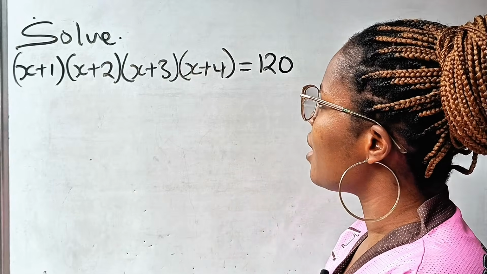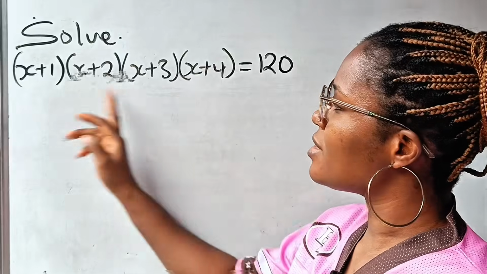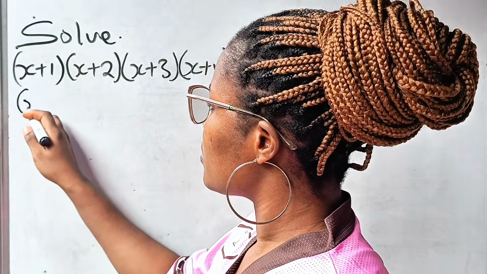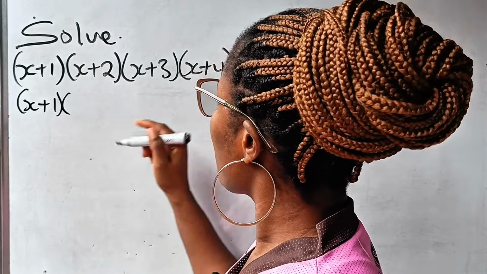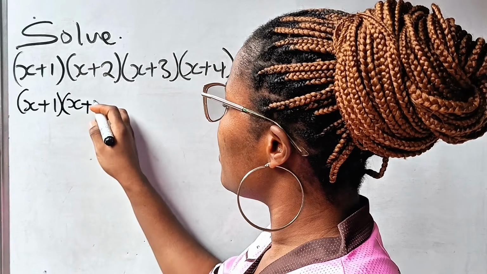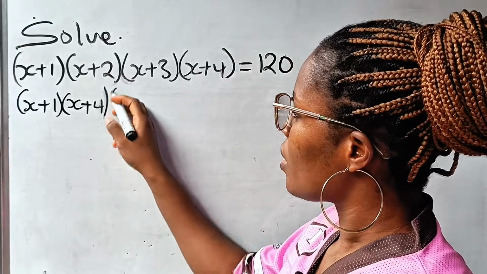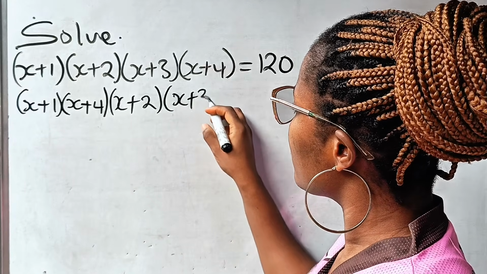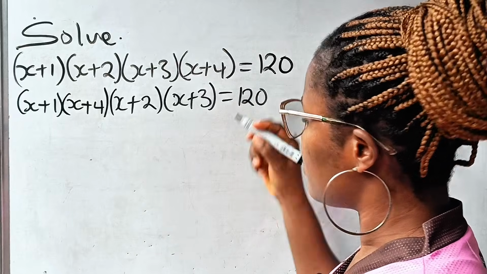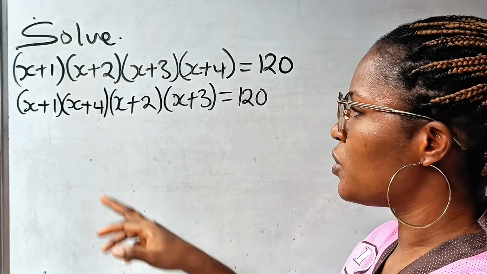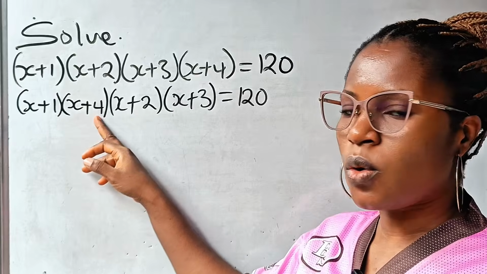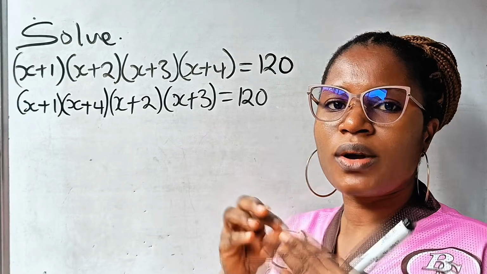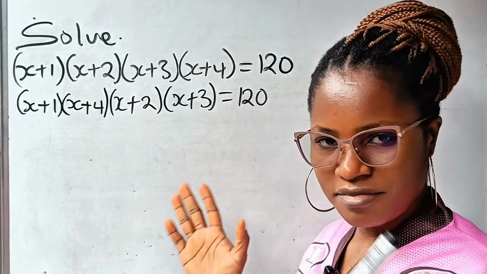We are going to start by reorganizing this. So we have x plus 1, and we're going to bring x plus 4. I will explain later why. Then we have x plus 2, and we are going to bring in x plus 3, is equal to 120. Now, why did I do that? If you notice, the sum of this and this is equal to the sum of this and this. Once you're able to establish that, you can now go ahead and expand.